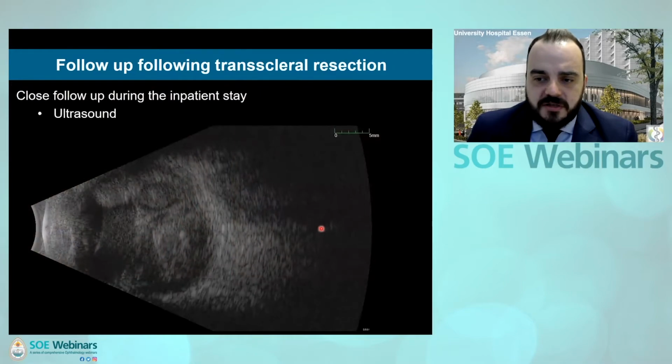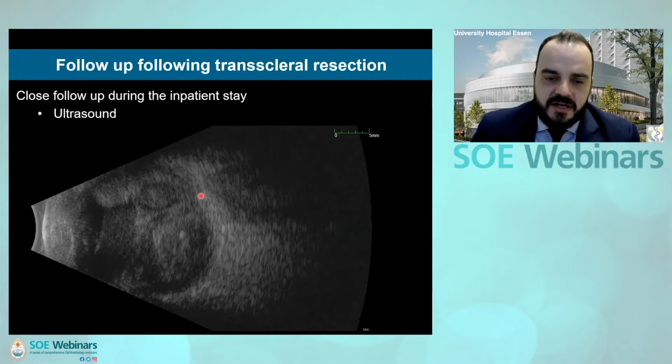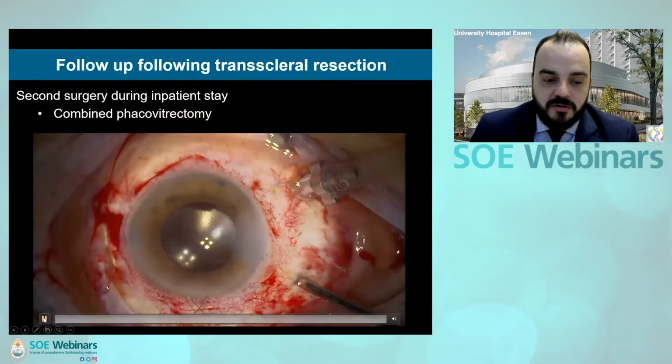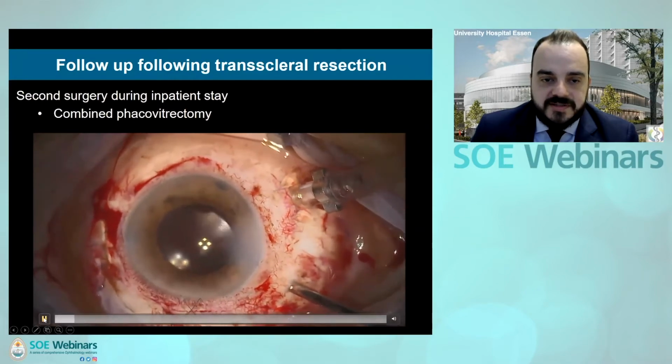So these patients need to follow up on the ward. You can see here the ultrasound, where you can actually say what is the retina, what is blood. You can suppose that here is the retina and this is a blood clot, and this one, and over the retina as well. So this is the second surgery. Then we need to proceed with a second surgery with these patients during in-stay.